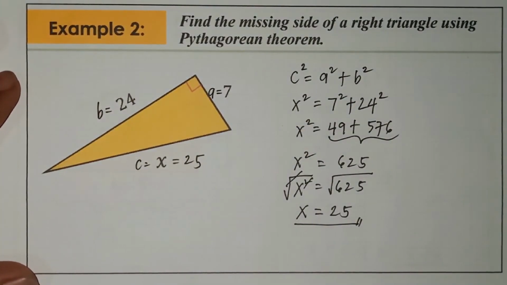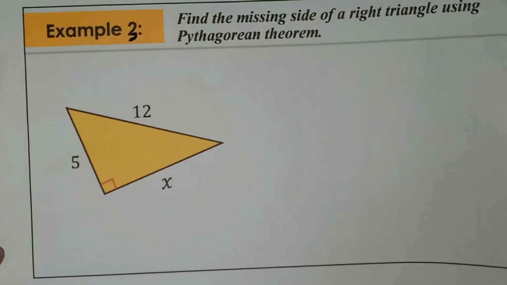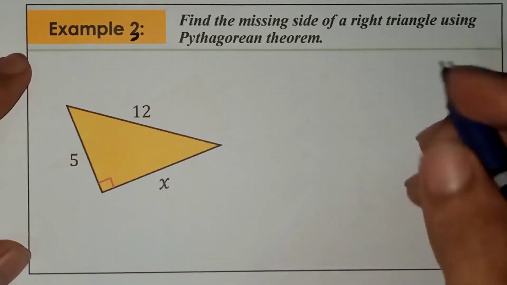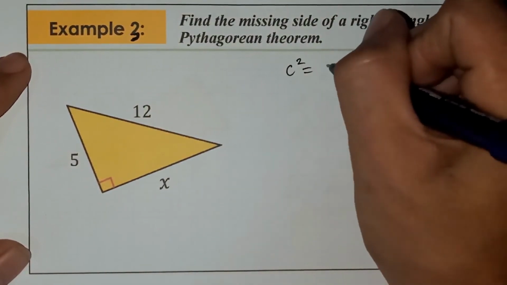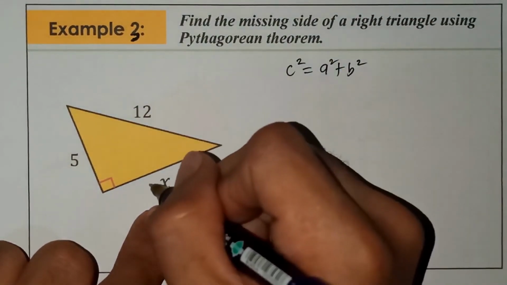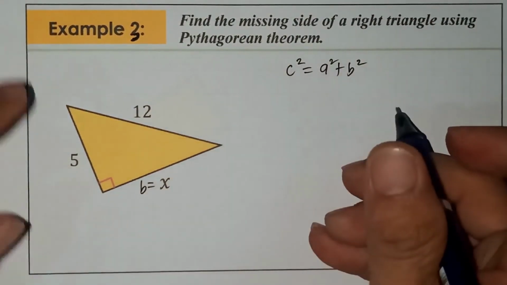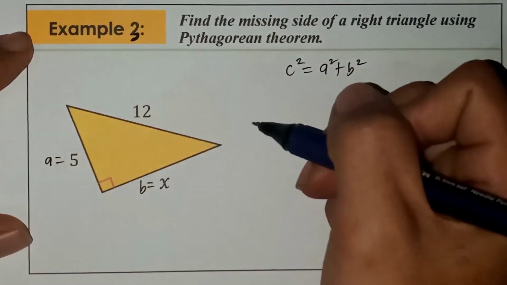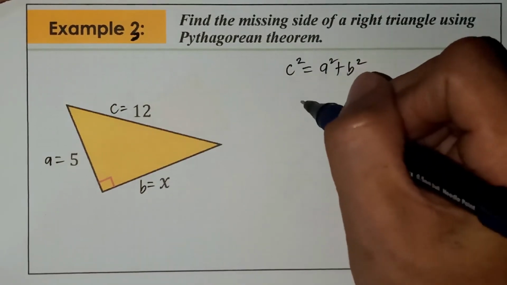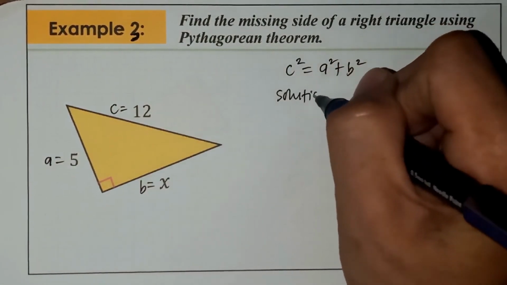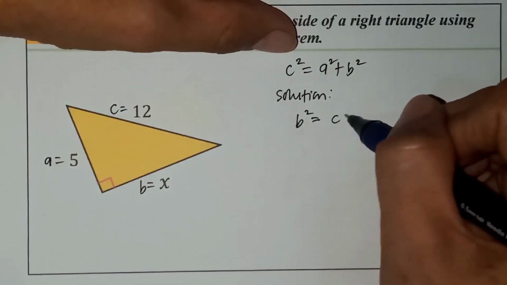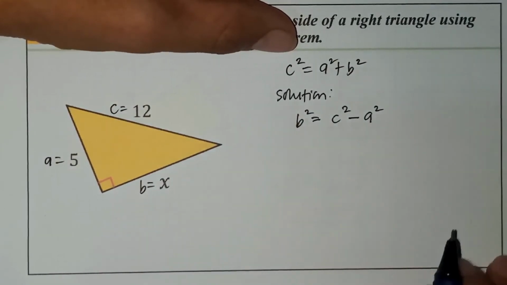For example number 3, find the missing side of a right triangle using the Pythagorean Theorem. Again, C squared is equal to A squared plus B squared. The missing side here is B, which is equal to X, and that is A. The longest side is C. So the missing is B. We can now use the formula by putting B squared equal to the longest side squared minus the leg squared.